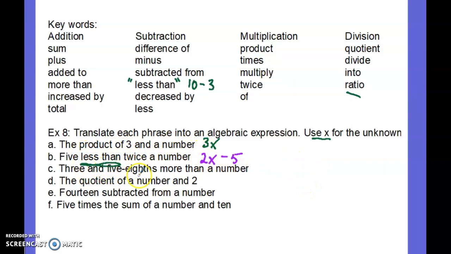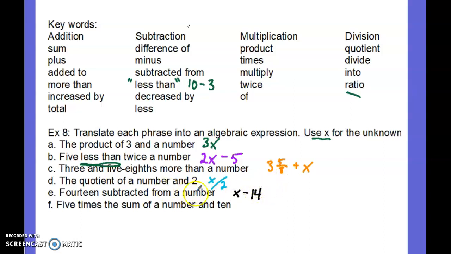So 3 and 5/8 more than a number. So 3 and 5/8, that is a mixed number. I'll just write it like this, 3 and 5/8. More than a number means adding, so plus x. Keep changing colors. The quotient of a number and 2, that's just saying x divided by 2. I like the fraction symbol for division. Hopefully you're used to that. 14 subtracted from a number. So I would just write that as the number minus 14.